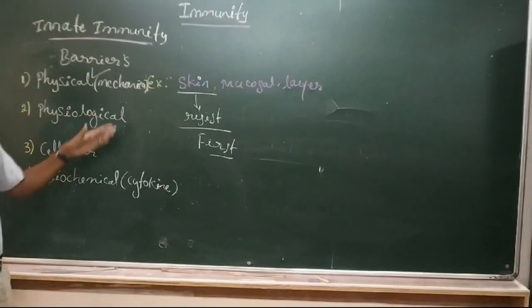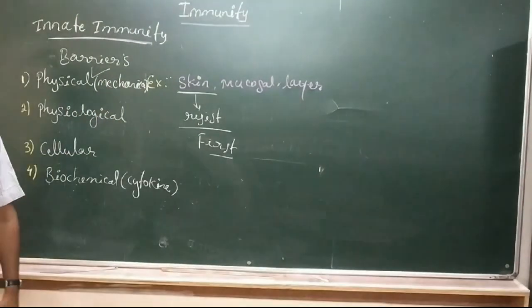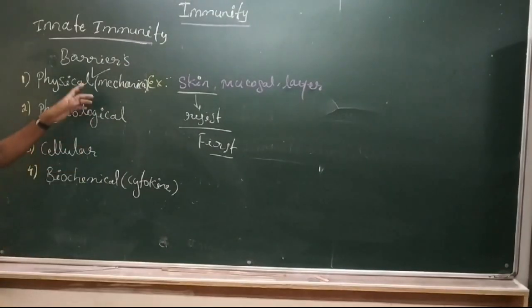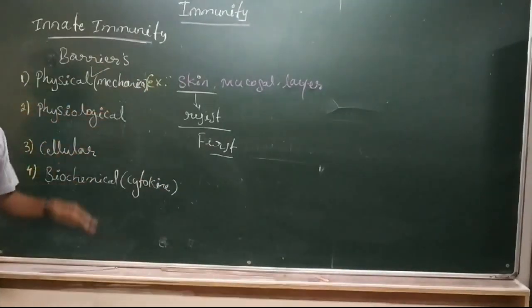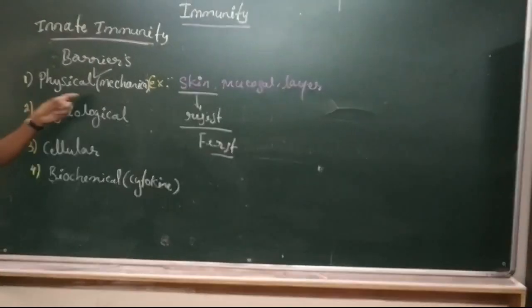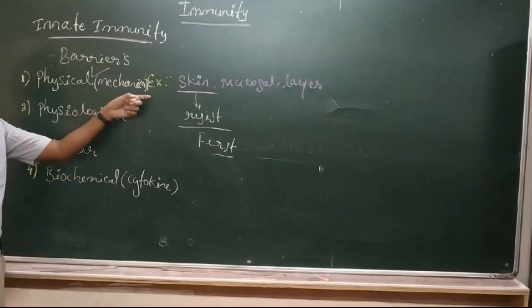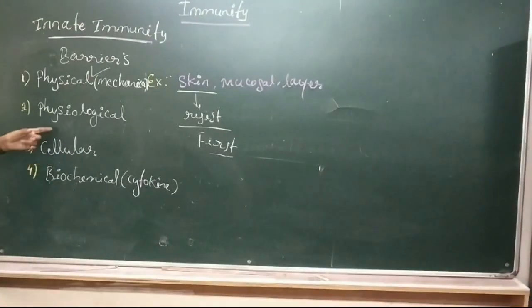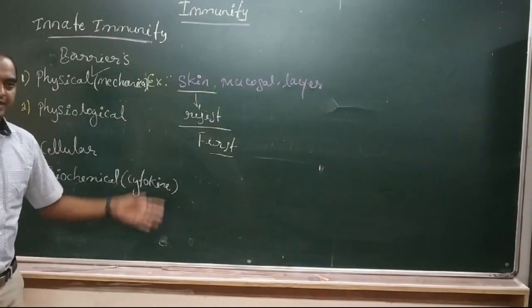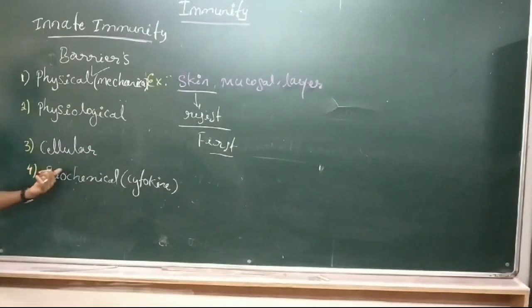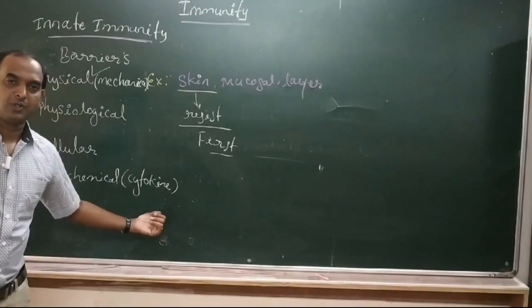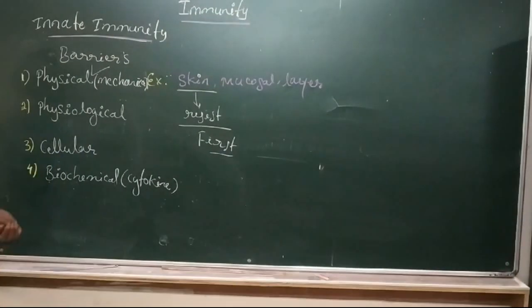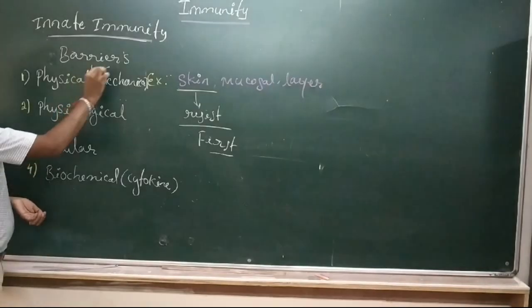This immunity has different barriers. With the help of barriers, it shows the defense. We will focus on them one by one. First one is the physical, also called the mechanical barrier. Second is physiological barriers. Third is cellular barriers, and the last one is biochemical, also called cytokine barriers.